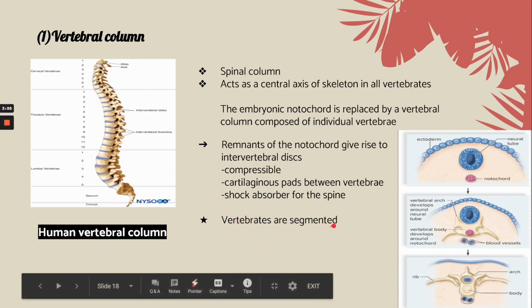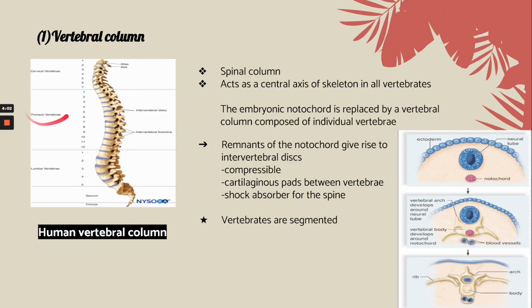Alright, so vertebrates are segmented. Right, so as you can see in this human vertebral column here, there are cervical vertebrae, thoracic vertebrae, lumbar, sacrum, and coccyx. So hence they are segmented into 1, 2, 3, 4, and 5 parts. Right. With this, I shall move on to the next part.